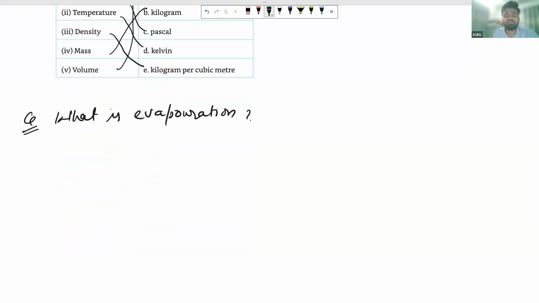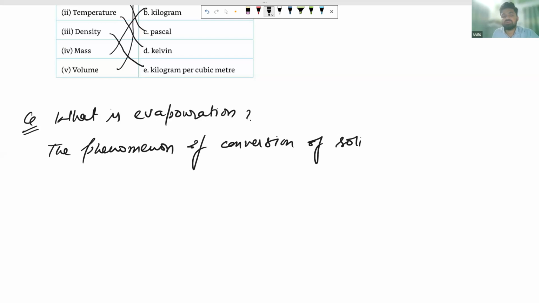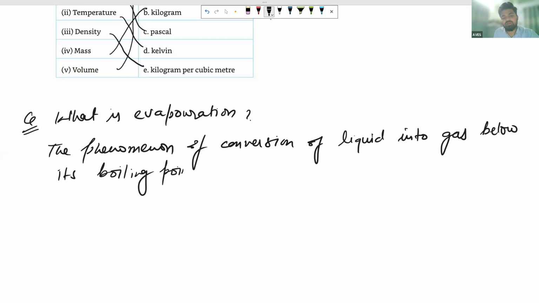The phenomenon of conversion of liquid into gas below its boiling point is called evaporation. Note it down, dear students, please.